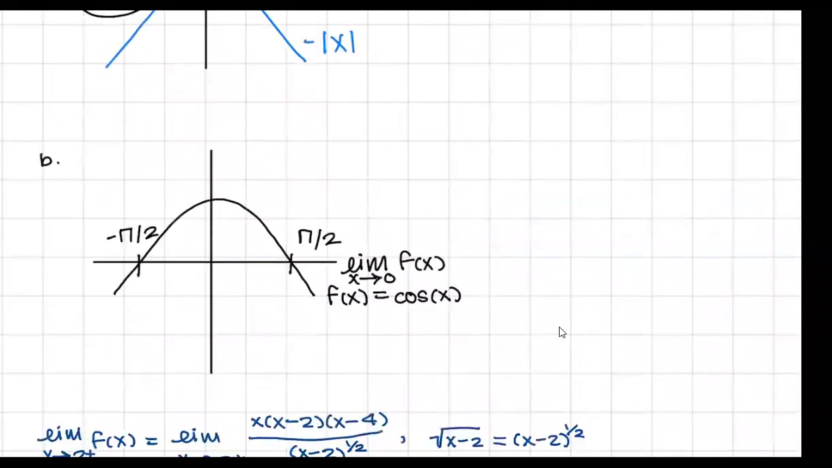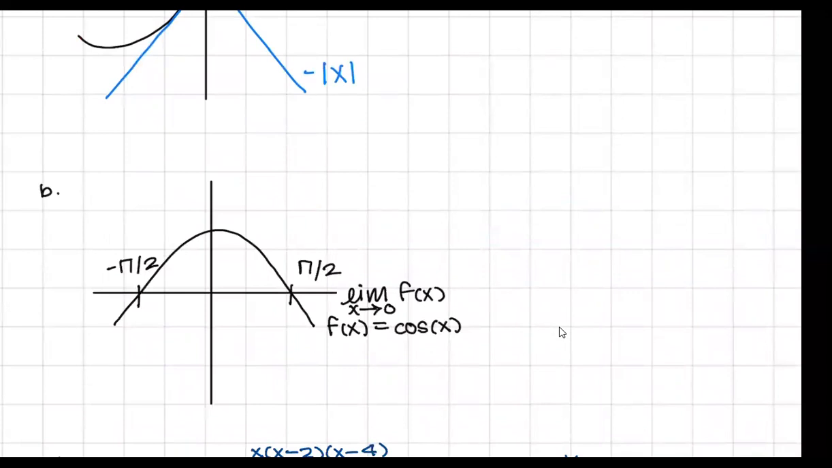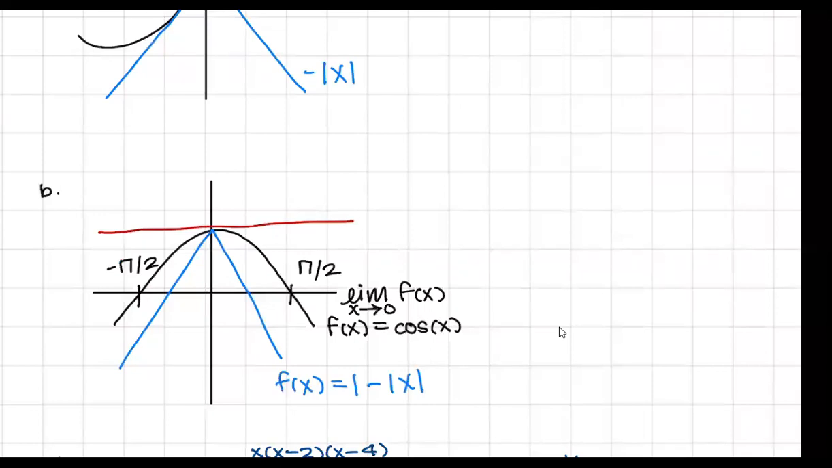The next thing that I might be concerned with is cosine. So for cosine, well, why don't I make my life easy? And I'll pick something that looks like the negative absolute value of x in the form of 1 minus the absolute value of x. And then for my h of x, I just want the straight line y equals 1. And clearly, we can find the limit as we approach 0.